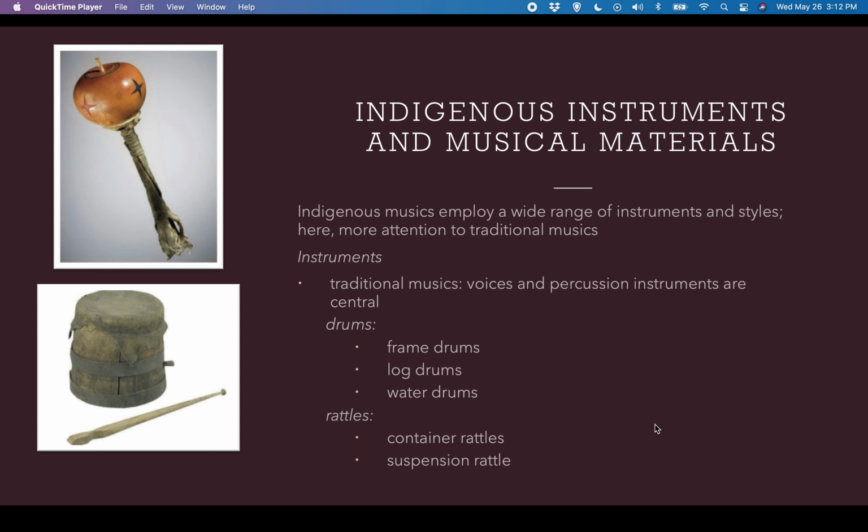Flutes are important in several regions, such as the Southwest, the Plains, the Northwest Coast, the Northeast, and the North. And there are also fiddle-like instruments in the Southwest as well. But primarily we see voices and percussion.